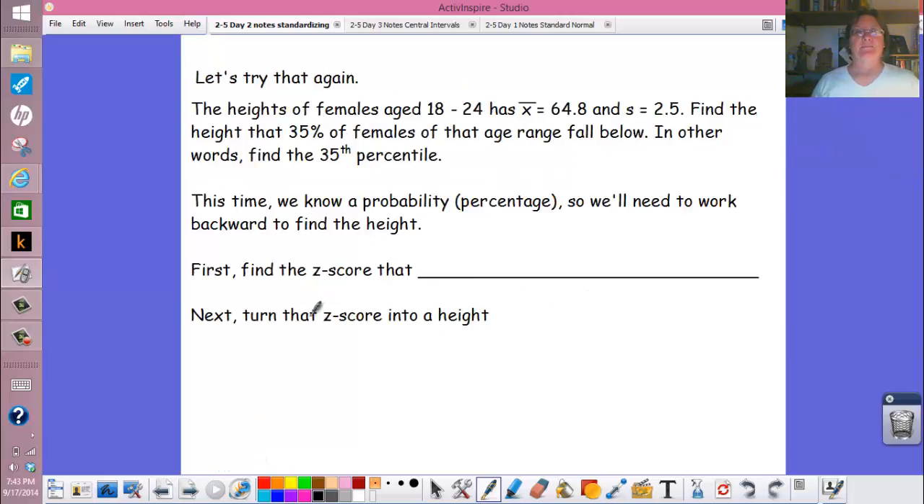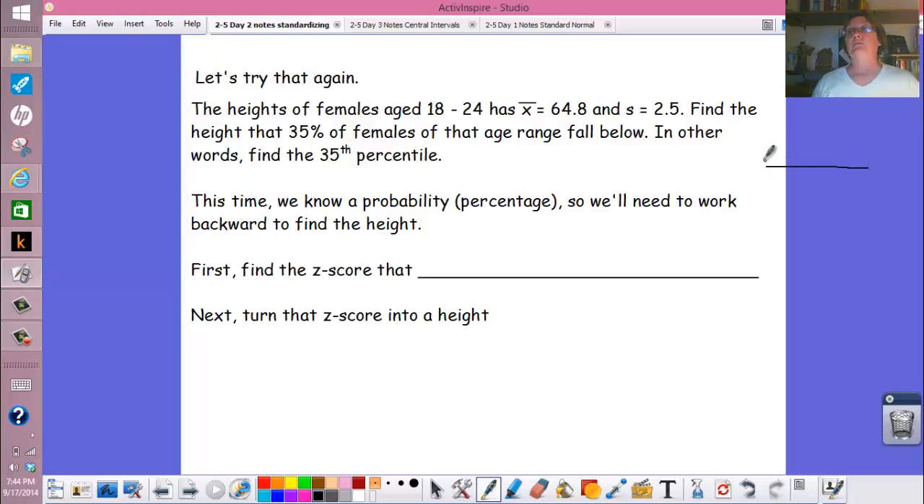One more try. Okay, now we're going to talk about the heights of college-age women. The average here is 64.8 with a standard deviation of 2.5. If you'll recall, the men had a slightly larger standard deviation than that, more variety in men's heights. We're going to find the height that 35% of females fall below. We want the 35th percentile.